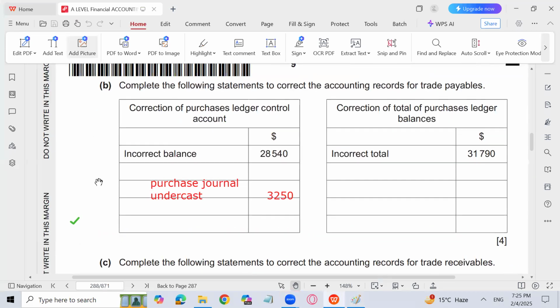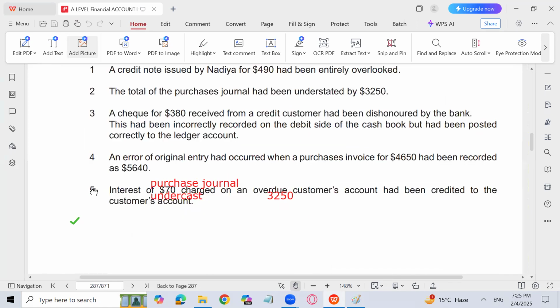सर ये क्या बात हुई, why both sides? देखें, an error of original entry, amounts are wrong, had occurred when a purchase invoice had been recorded as 5640.